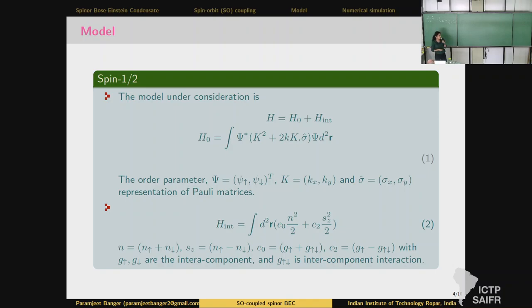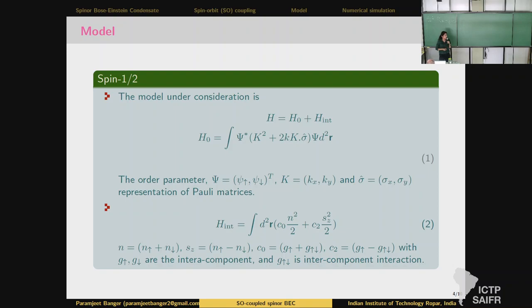The model they have considered, the Hamiltonian, can be written as follows for a spin half atom. This would correspond to a single particle, and there would be a large number of atoms in the condensate, so they must experience some kind of interaction among them. This would correspond to the interaction term.